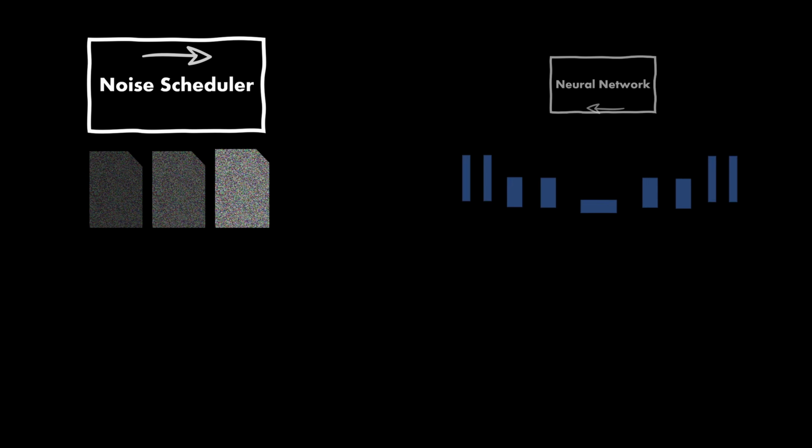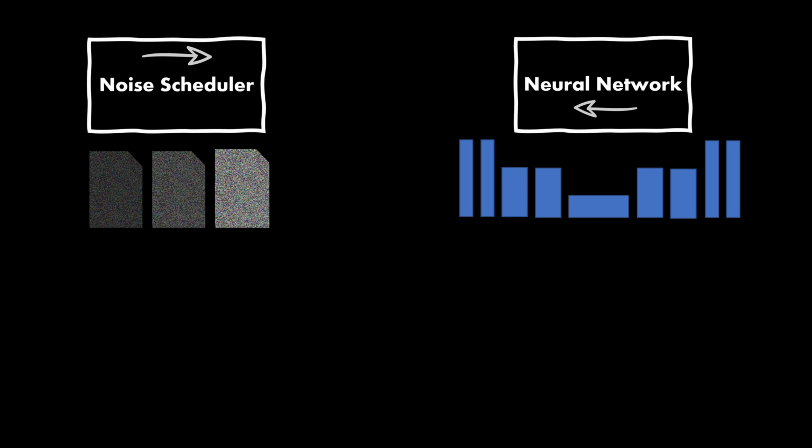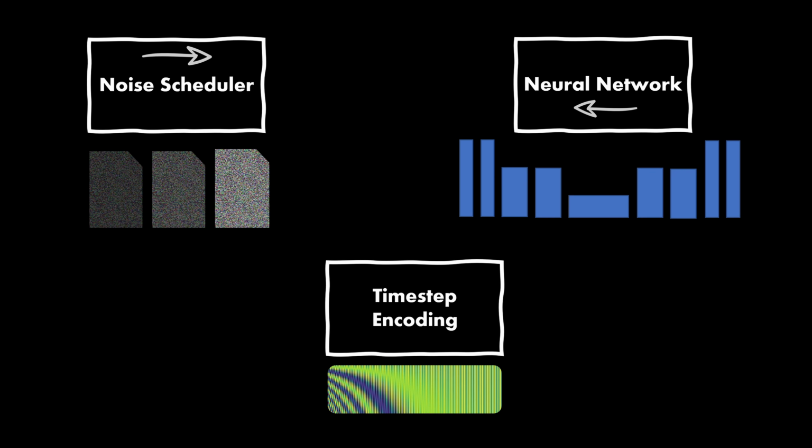We will need mainly three things for that: a scheduler that sequentially adds noise, a model that predicts the noise in an image, which will be a UNet in our case, and finally a way to encode the current time step. We will dig deeper into each of these components, but first let's have a look at our dataset.